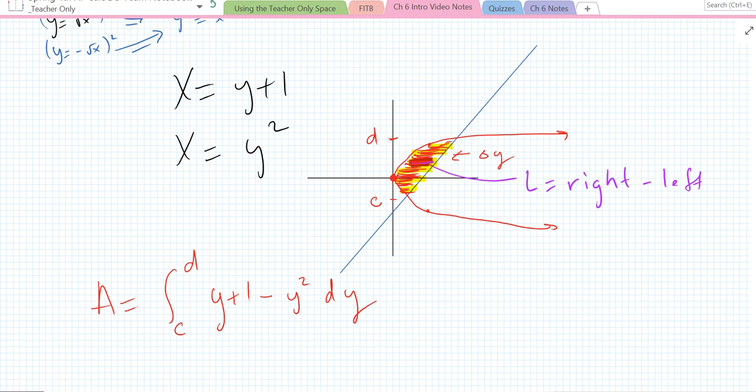So what you're going to find is there are times when it is much easier to do right minus left and integrate from lowest to highest, instead of doing upper minus lower, integrating from left to right. And we'll go over an example where it has nice intersections and we can actually do it in class. So that's it for this video.